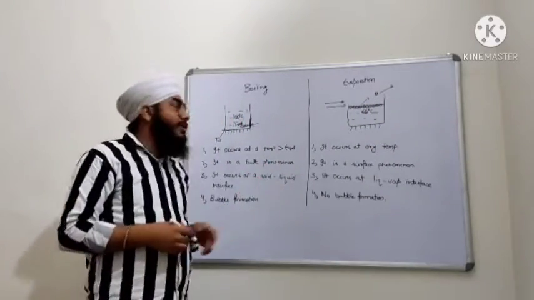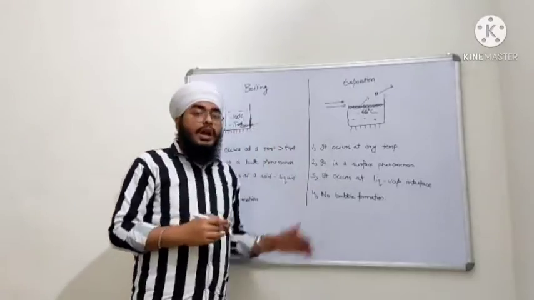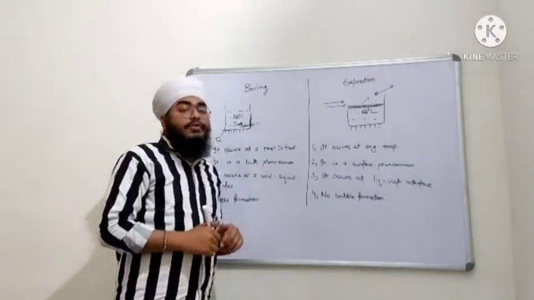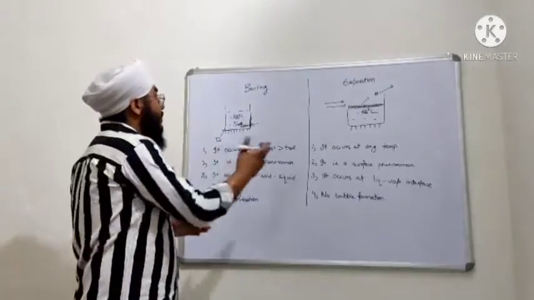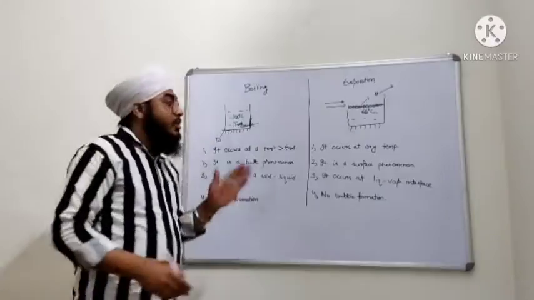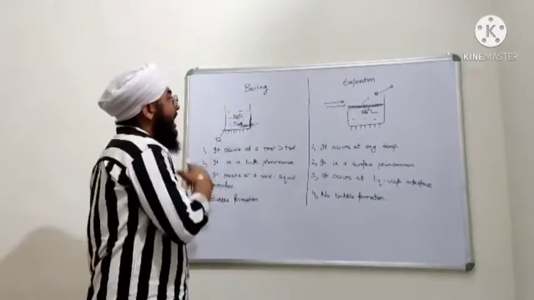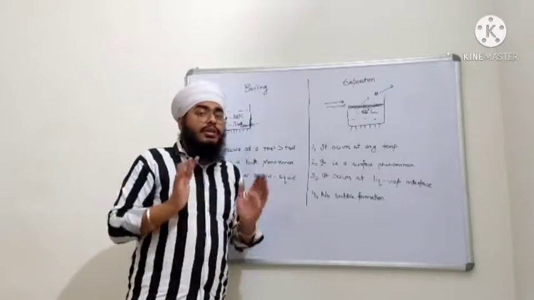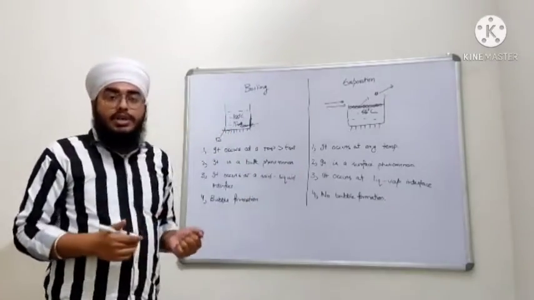And also, in evaporation, the evaporation only occurs when vapor pressure is less than the saturation vapor pressure of the liquid. So this is what the differences between boiling and evaporation were. So you can see that boiling and evaporation, these both phenomena are actually really different from each other.